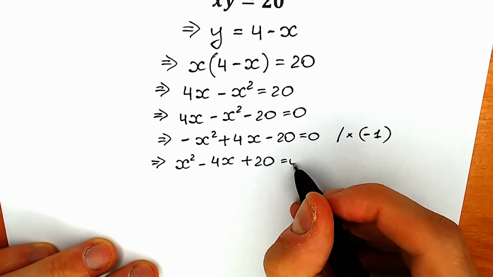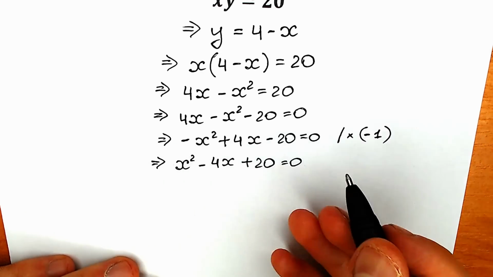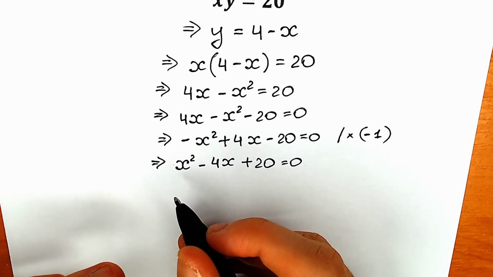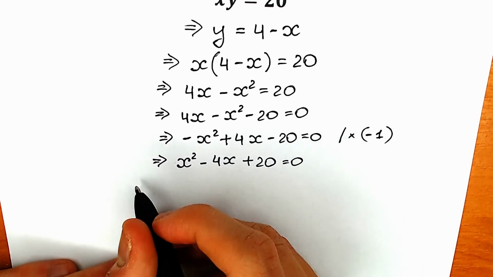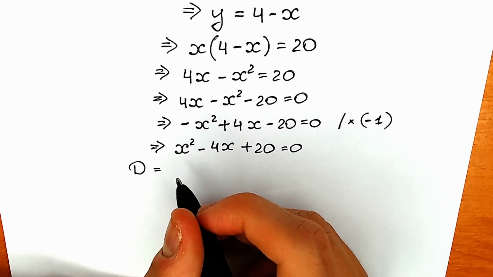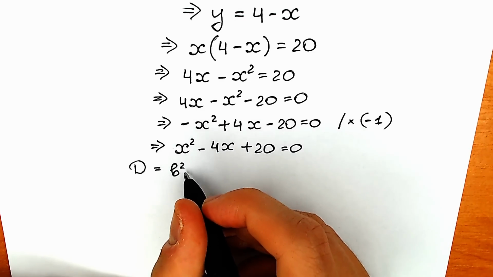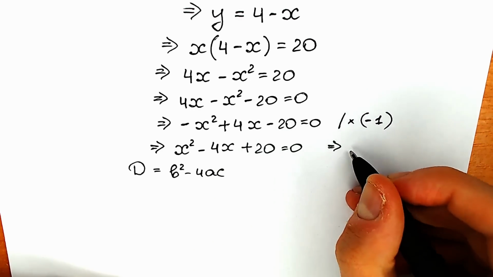So this is our quadratic equation, and everyone should know how to solve this type of equation. This is a basic quadratic equation, so we have a lot of ways, but the basic one is using the discriminant. So let's find the discriminant real quick. Our discriminant is equal to our basic formula: b squared minus 4ac. From here, we can easily find these coefficients.